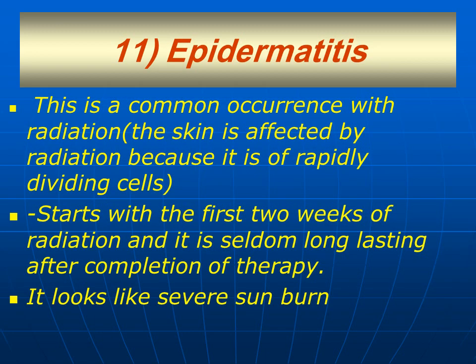Epidermitis is a common occurrence with radiation. Why? As we said before, the skin is affected by the radiation because it is made of rapidly dividing cells. Any tissue with rapidly dividing cells will be more affected by radiation. It starts within the first 2 weeks of radiation and it is seldom long lasting after completion of therapy. It looks like severe sunburn. It appears on the skin as if there is a severe sunburn.